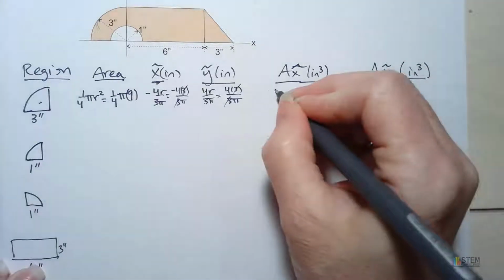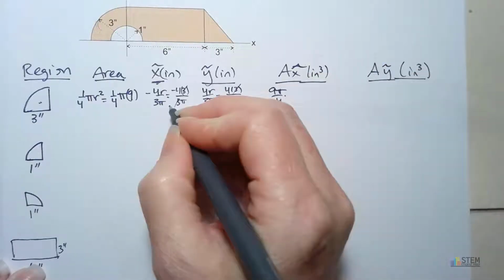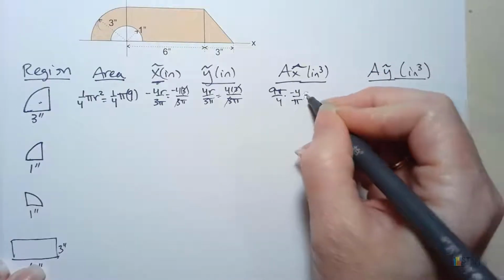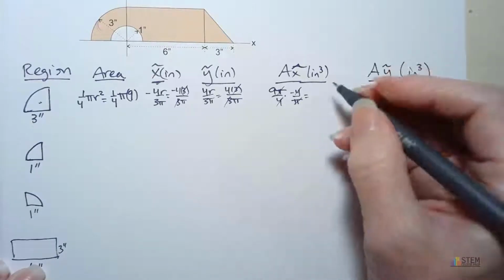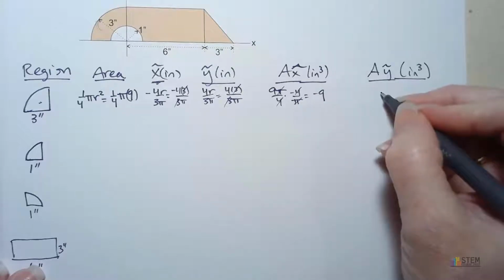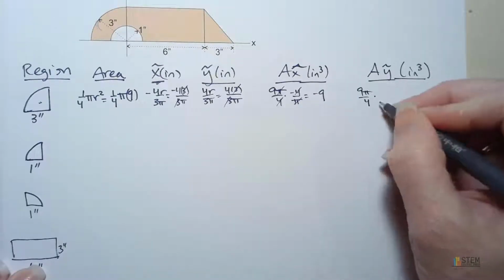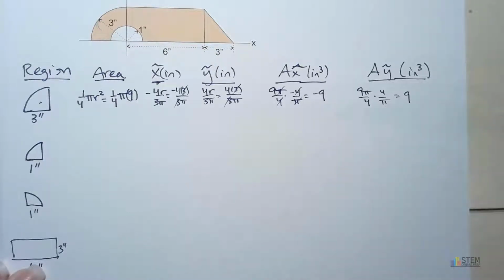All right, so we're going to have 9 pi over 4 times negative 4 over pi. So now if you look here, these pi's cancel out, 4's cancel, you end up with negative 9. Same thing over here. Take your area, 9 pi over 4, multiply it by 4 over pi. You get 9. So pretty easy calculations. You just got to know how to use the table.